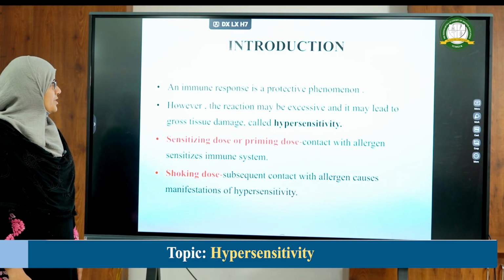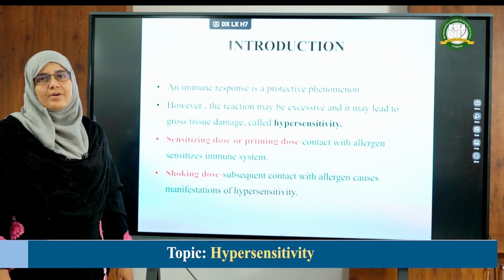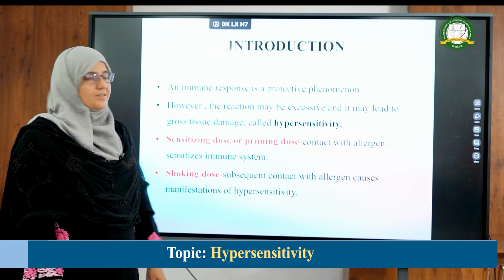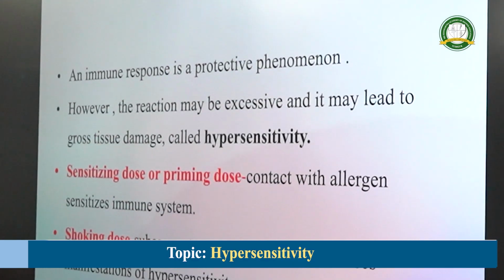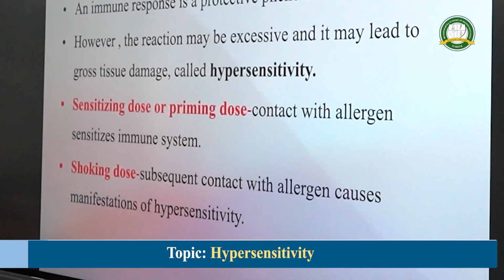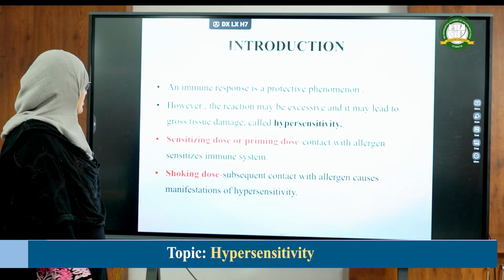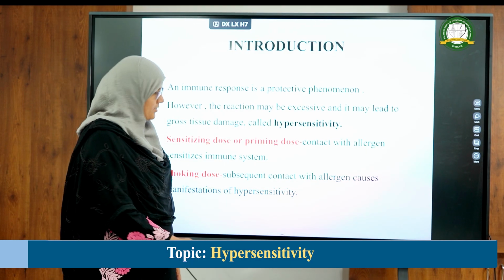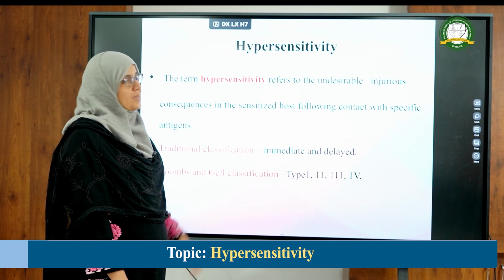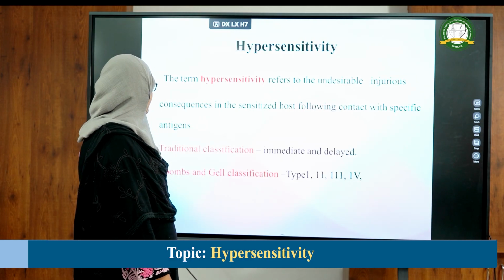Introduction. An immune response is a protective phenomenon. However, the reaction may be excessive and it may lead to gross tissue damage. This is called hypersensitivity. Sensitizing dose or primary dose is the contact with allergen which sensitizes the immune system. Shocking dose is the subsequent contact with the same allergen that causes manifestations of hypersensitivity. The term hypersensitivity refers to undesirable injurious consequences in the sensitized host following contact with specific antigens.